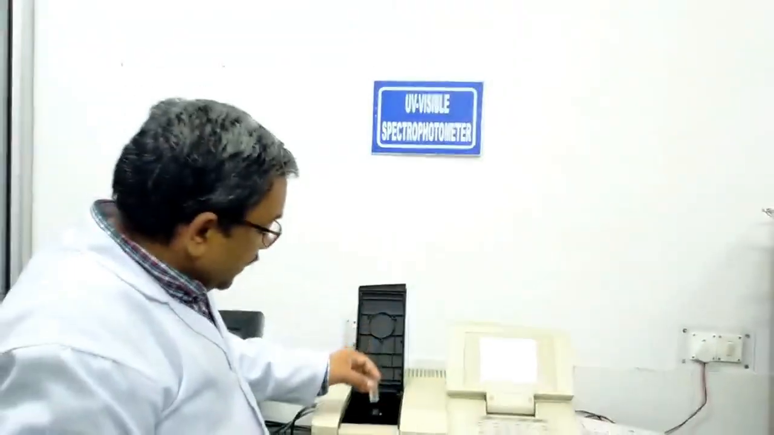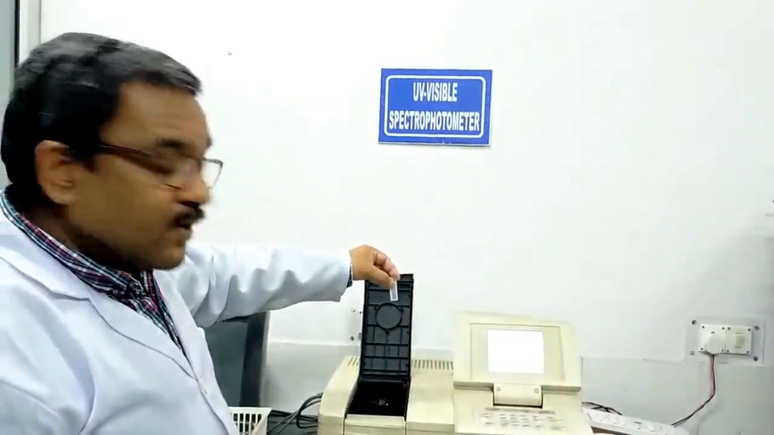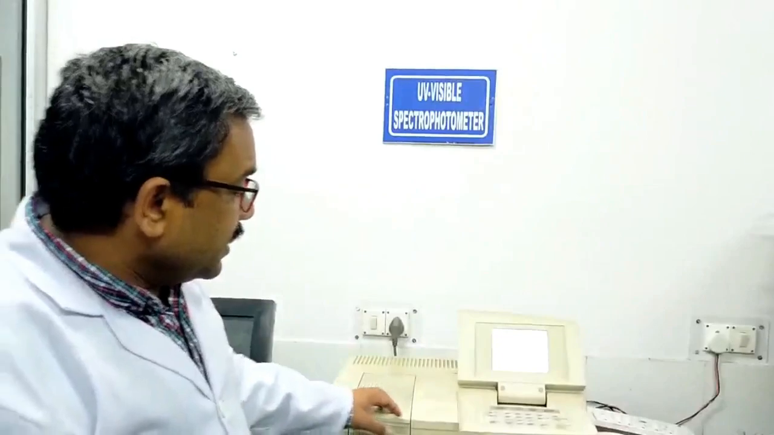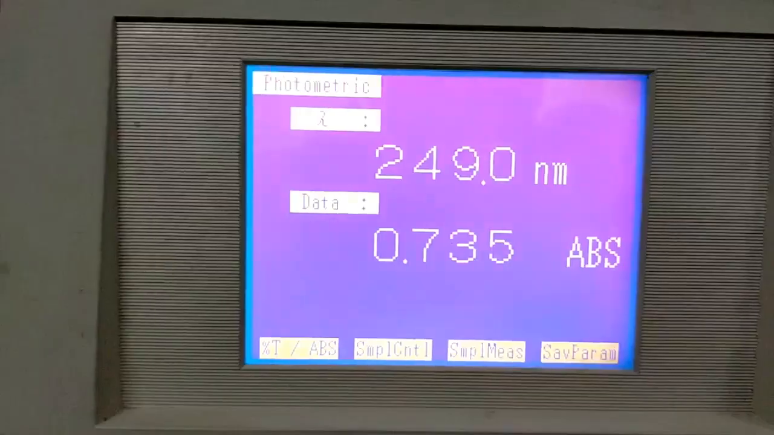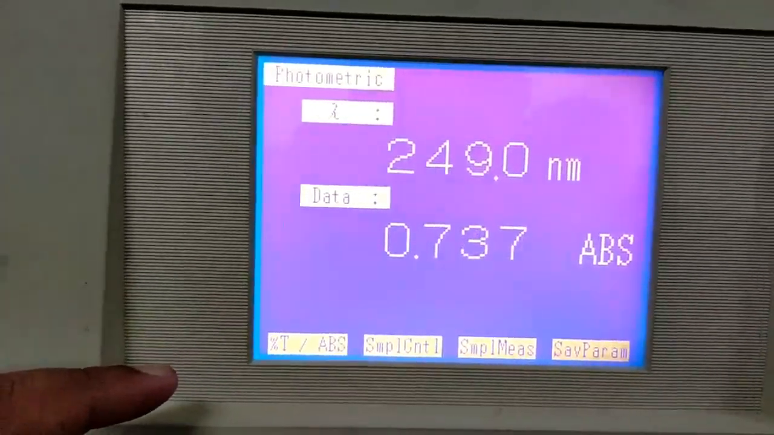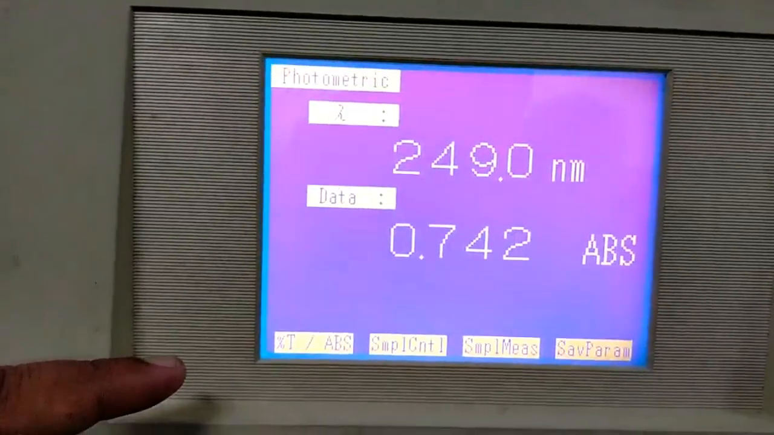Make the surface of the cuvette clear and it is being placed into the sample holder in the transparent direction so that rays of the source strike the transparent surface. It is closed down. Check the absorbance. Check the absorbance of 10 microgram per ml solution strength.